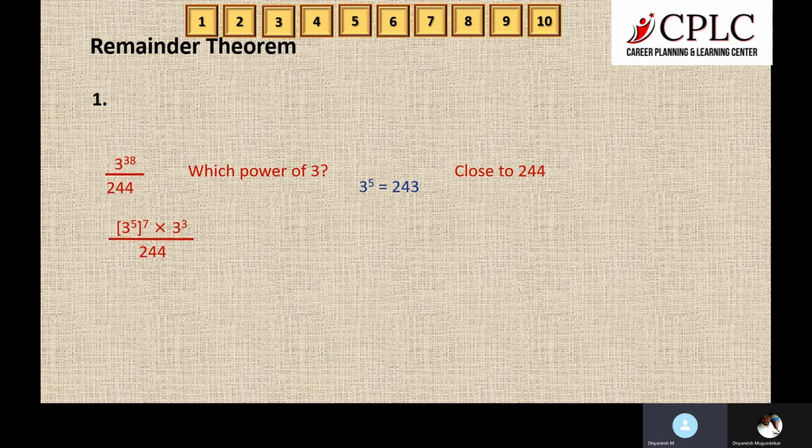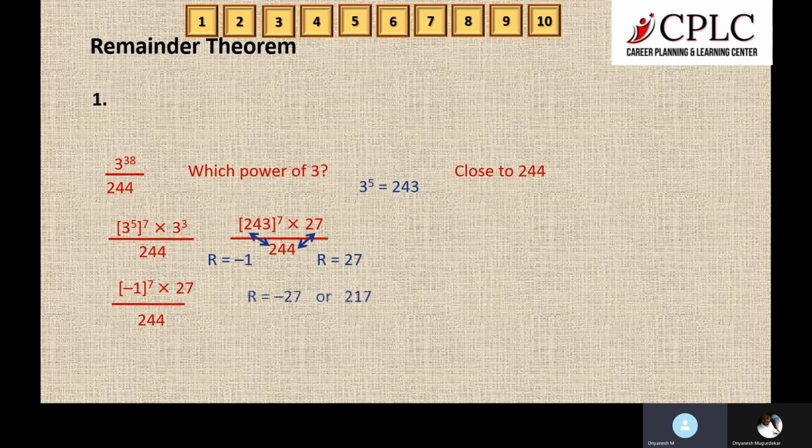3 raised to 38 can be broken as 3 raised to 5, the whole raised to 7, which is 3 raised to 35, and the remaining 3 raised to 3 besides that. 3 raised to 5 divided by 244, remainder is minus 1. Replace the number by remainder, you get minus 1. Right side, 3 cubed, which is 27. 27 divided by 244, you get the remainder 27. In between, there is multiplication, minus 1 into 27. So the remainder is either minus 27 or the positive remainder will be 244 minus 27. That will give you 217 as the answer.